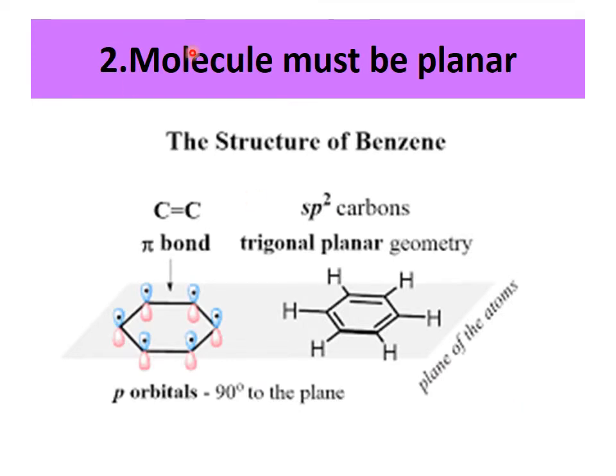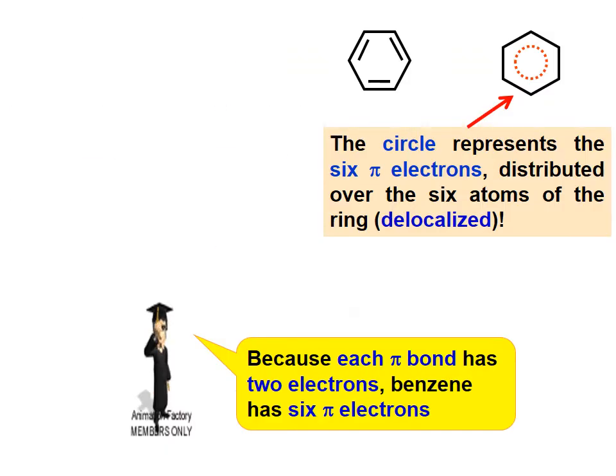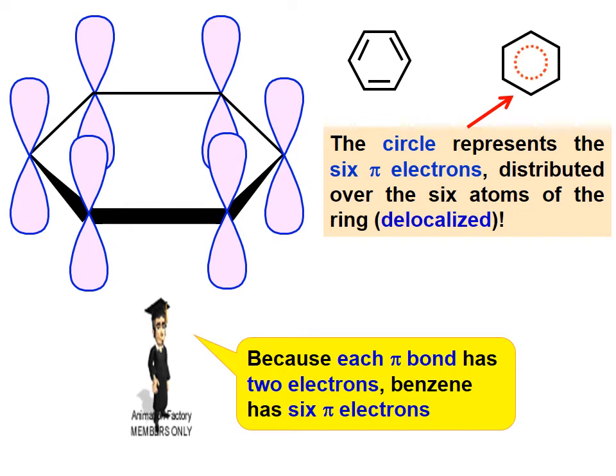And then the second criteria, the molecule must be planar. The p orbitals must be on the same plane. So you can see this is a p orbital, and they are on the same plane. Basically the p orbitals are arranged at 90 degrees to the plane. This is another diagram which shows all 6 p orbitals in the same plane.